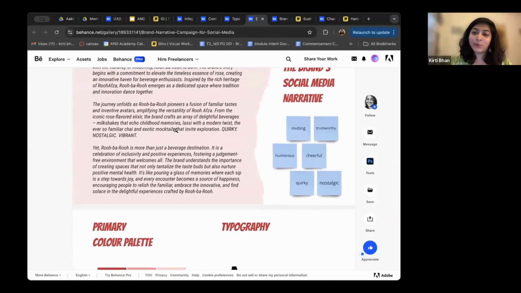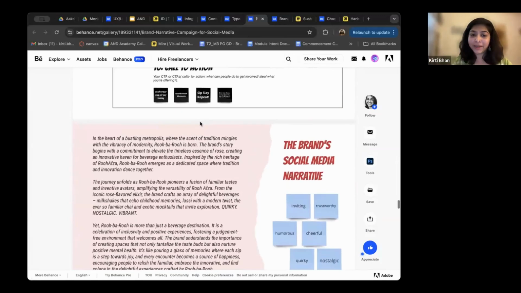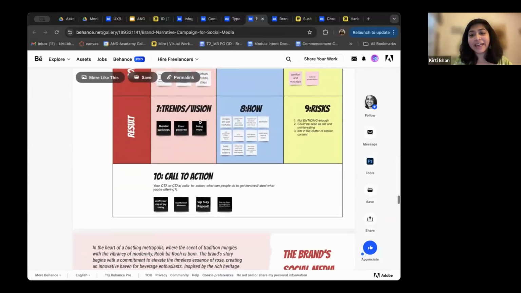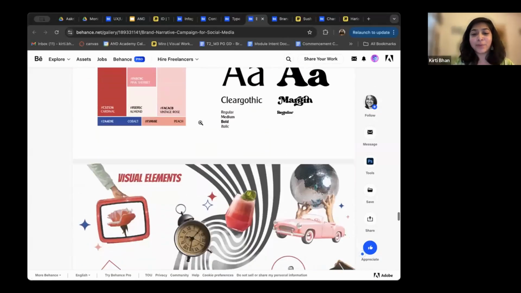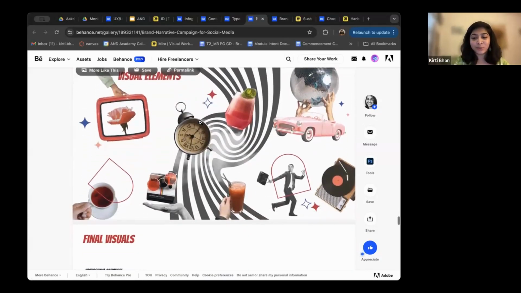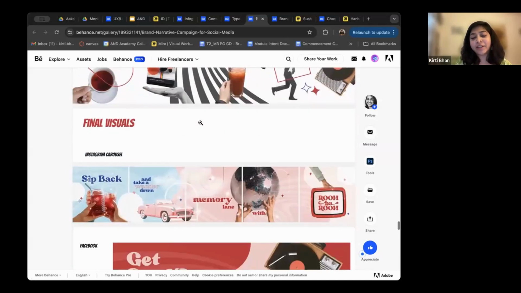The whole narrative is not just coming out like that. It's a lot of detailed process that has gone behind it. What is the color palette, the typography, what are the visual elements she will be using. And these are the final visuals.